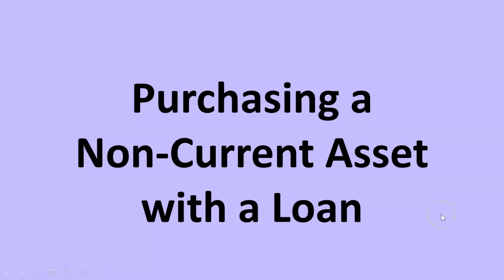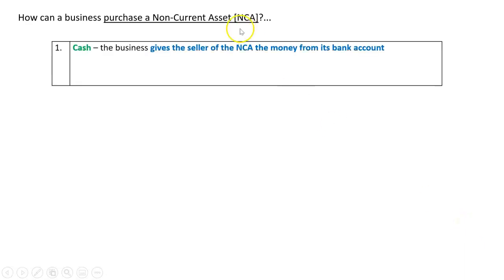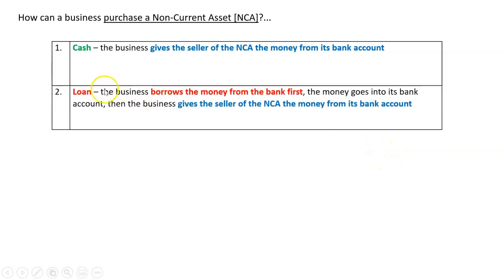We dealt with how to buy a non-current asset with cash. We better also deal with how we buy a non-current asset when we have a loan. That's because there are three ways to buy a non-current asset. We can pay cash. We take the money out of our bank account. Easy. We've dealt with that one. And this is the one we're dealing with now.